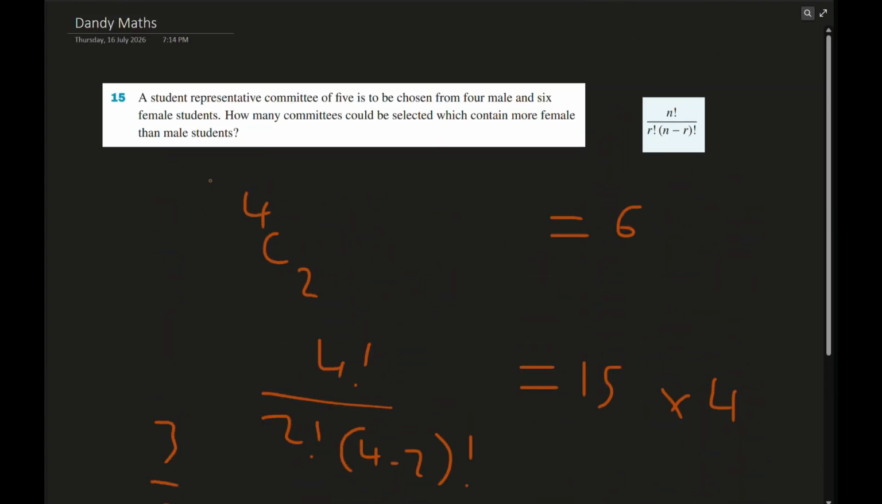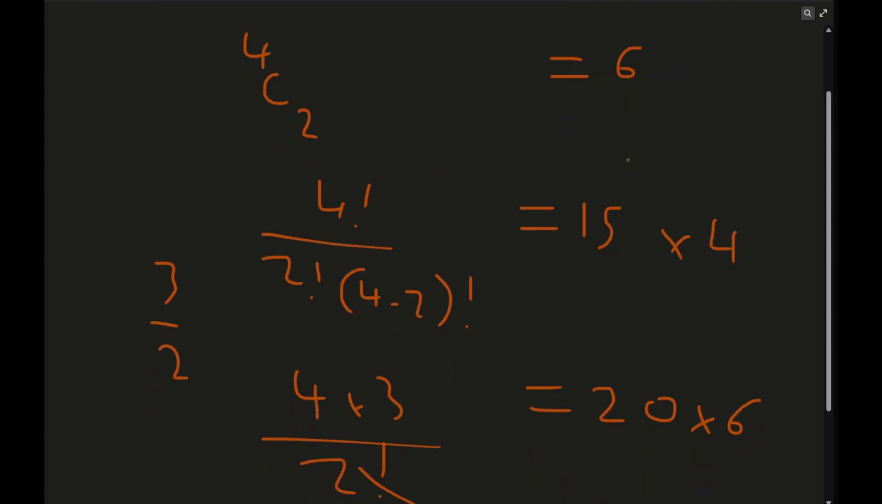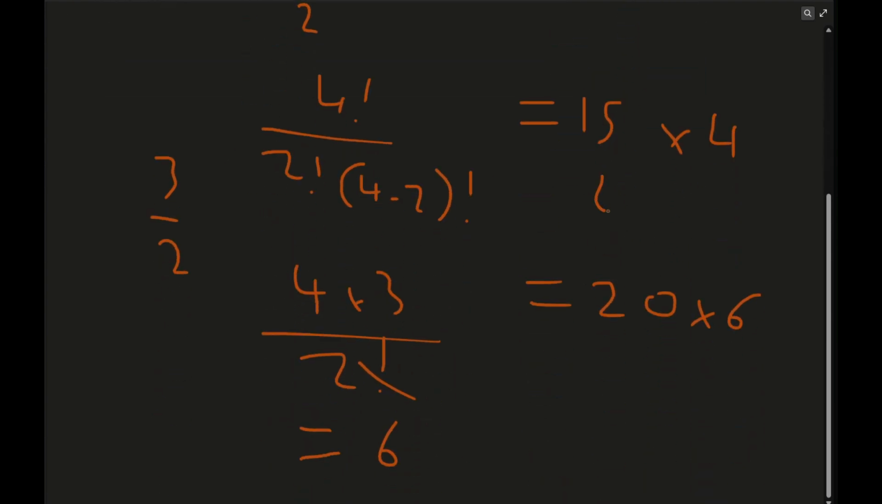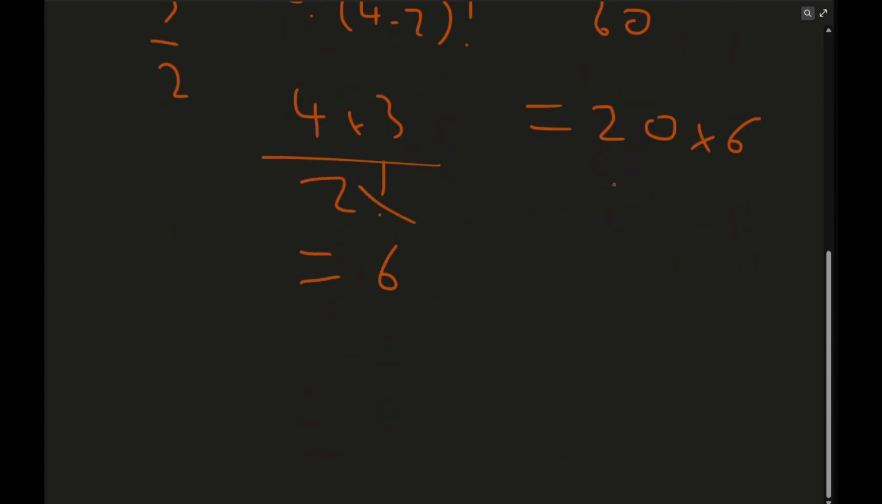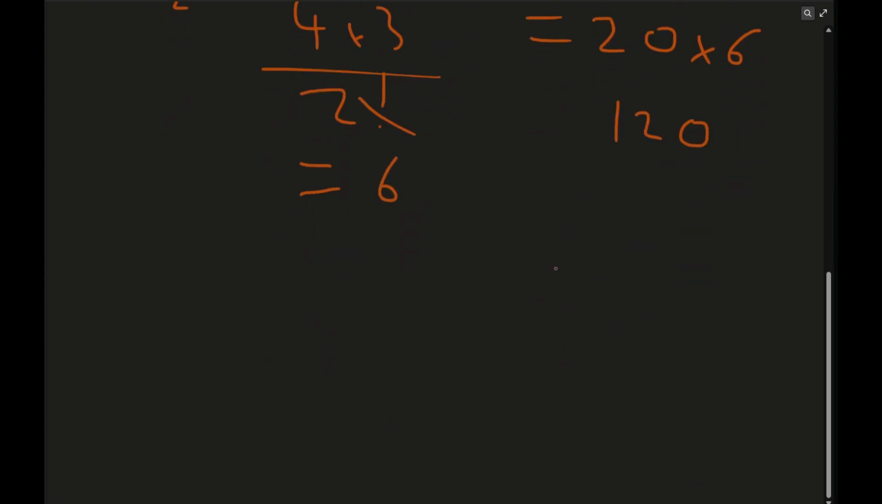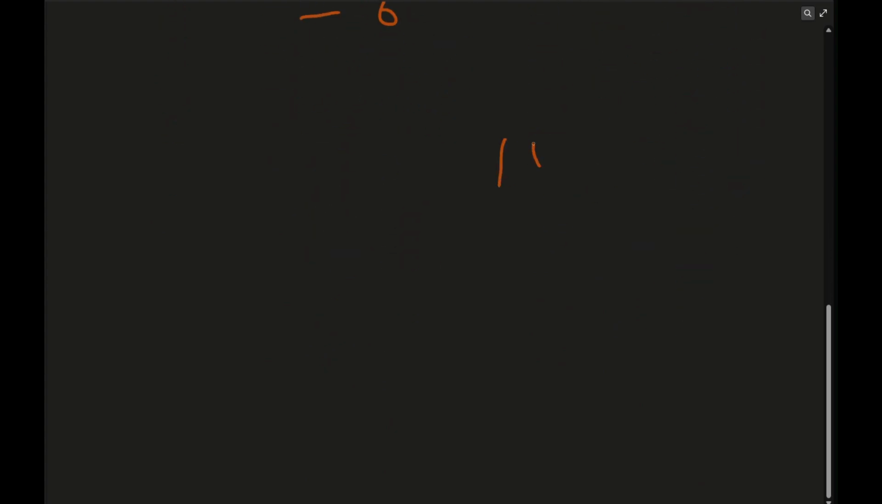And now we have how many committee members could be selected in each of these possibilities. So there's 6, there's 60, and there's 120. We add them all together, we get 186 as our final answer.